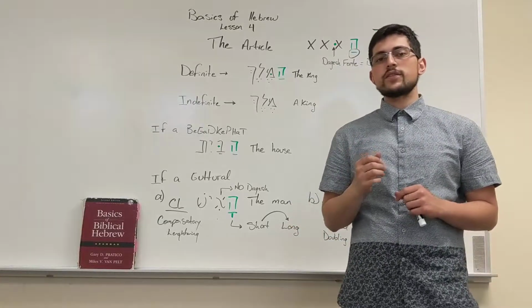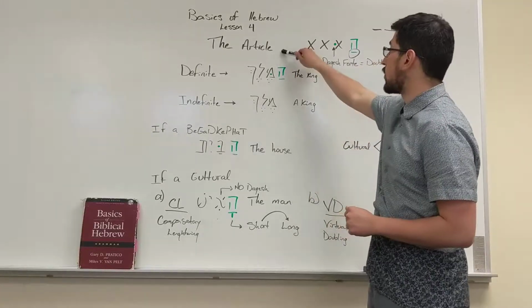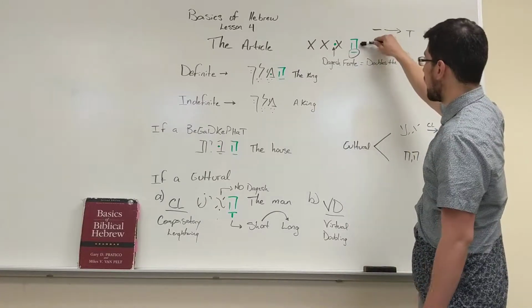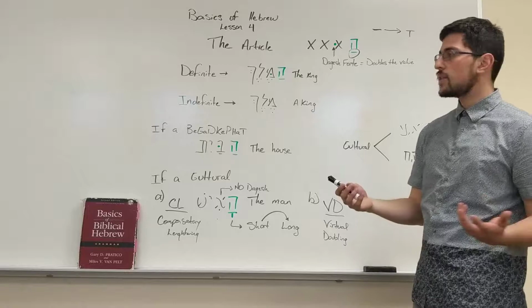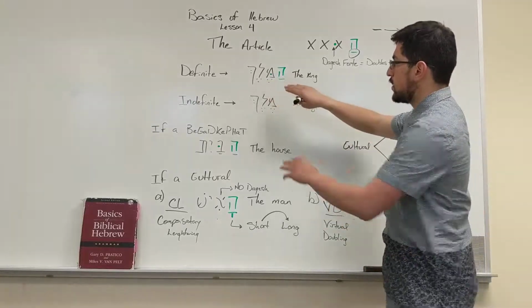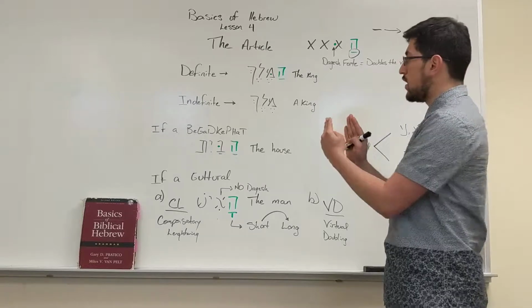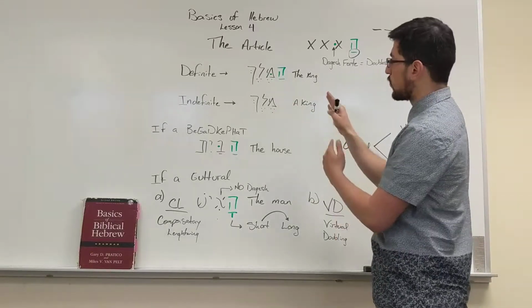Over the last 3 lessons we learned about consonants, vowels, and nouns. Today we're going to see the article. So the article looks like this. It's a he, a patah, and a dagesh forte. Essentially it's added to the word. So here we have a word and it's added to it. The article is inseparable, so it just gets added before the word.